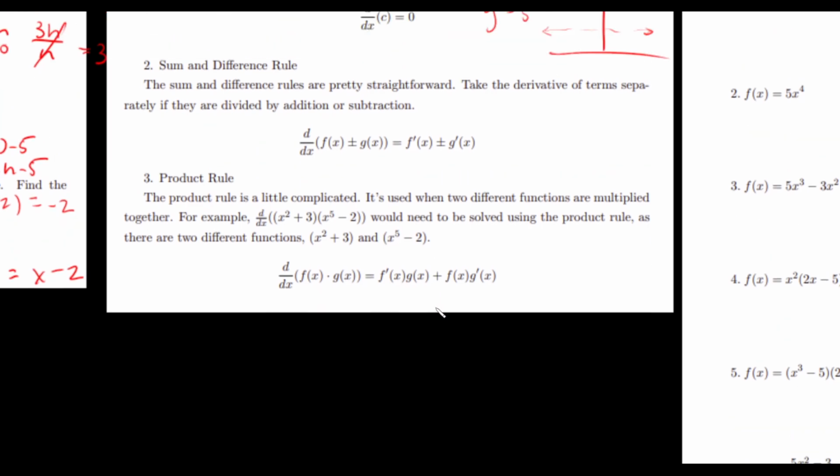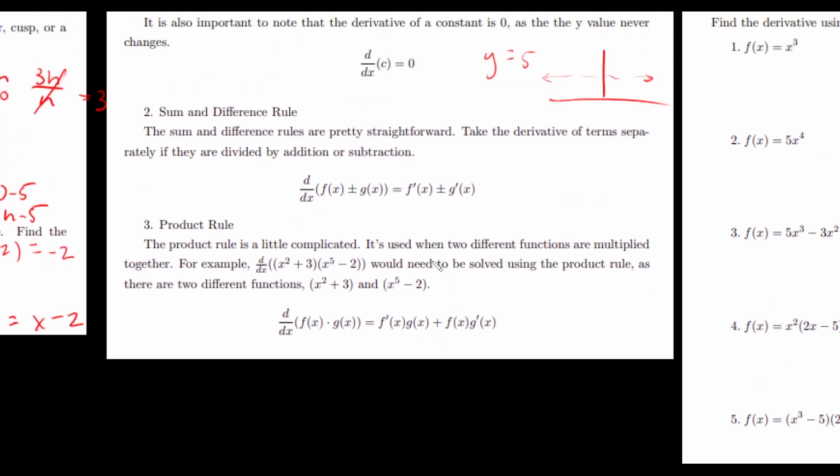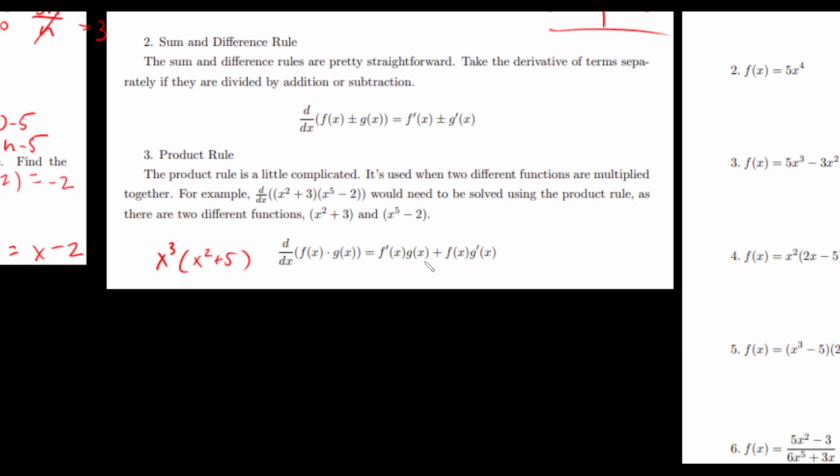Product rule is a little complicated. Basically, if you're taking the derivative of two functions, and what I mean by two functions is two functions that are multiplied by each other. Say it's x to the third, x squared plus 5. Notice how our one function is this, our second function is that. We're given this formula, f prime: you take the derivative of one and the base function of the other, and you add that to the base function of one and the derivative of the other.